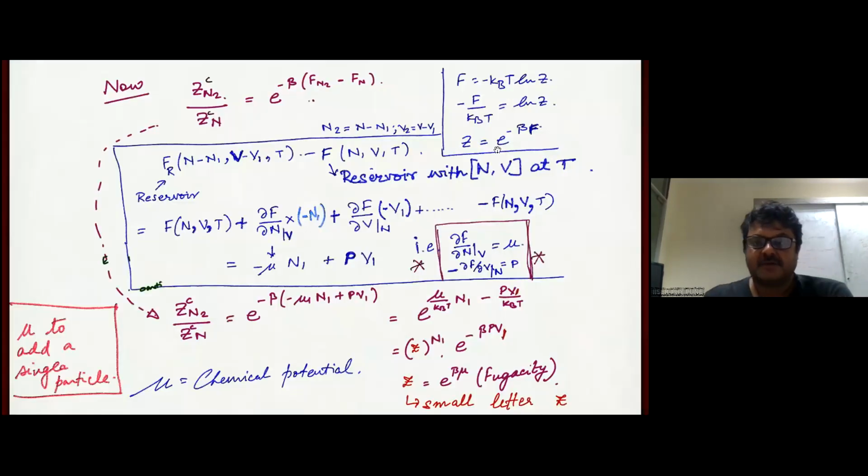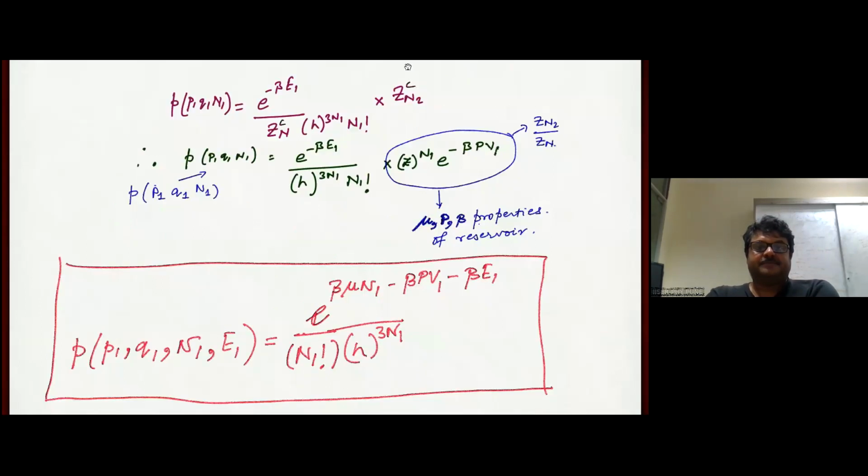Why V1? Remember, del F del V with a minus sign is equal to P, right? So hence you get P V1, and this is the difference in free energy which is being substituted here. So that's why you're getting mu by kBT N1 minus P V1 by kBT, right? Because you have this V1 here, we're calculating this difference in free energy. And note, I'm again emphasizing that here you essentially have this fugacity, the chemical potential, pressure, beta, etc.